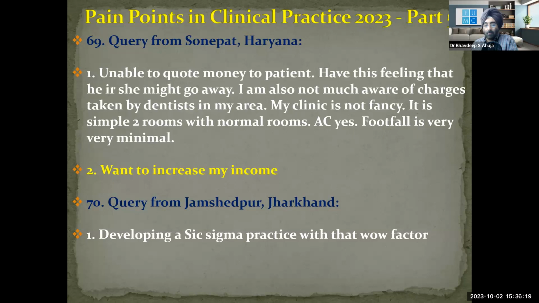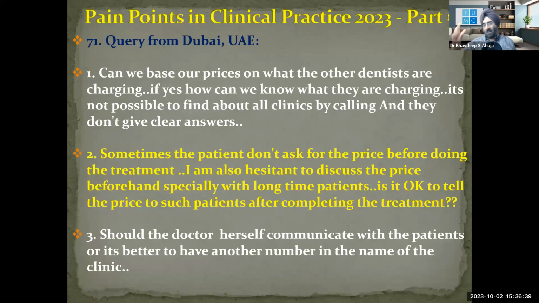Developing a 6 Sigma practice with that wow factor is indirectly related to your 10 nuts and bolts only. When you have your nuts and bolts in place, it is automatically going to give you a 6 Sigma factor. Of course, that is a different topic altogether. I'll detail on that in depth probably next time, with maybe a graph or so to understand.